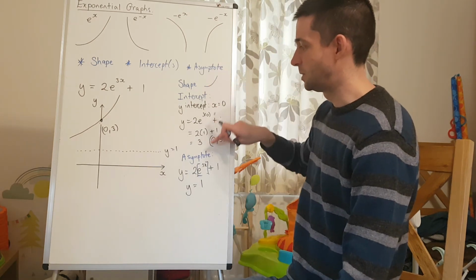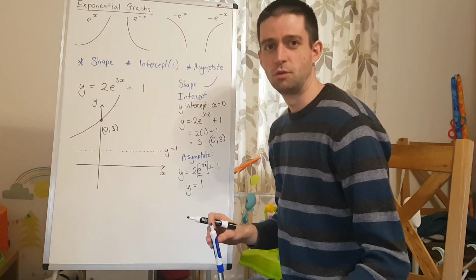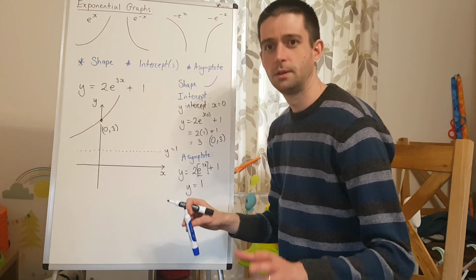So there we go. Shape, intercept, asymptote, and you cannot fail to draw the graph correctly. And that isn't a challenge, that's a statement.